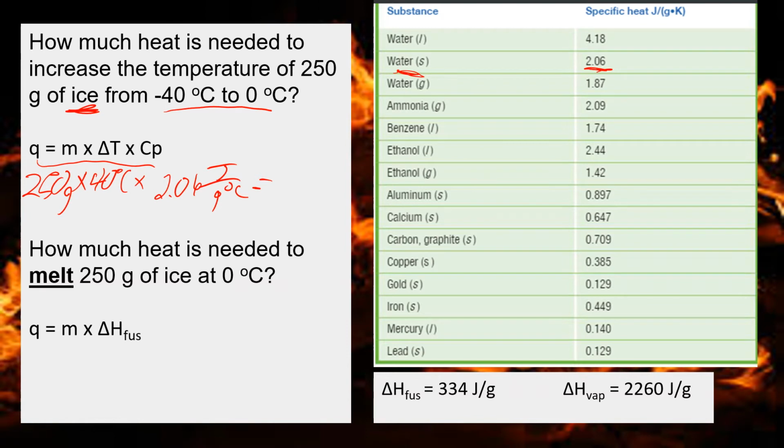So 250, hold on a second, 250 times 40 times 2.06. I think that's what this is. Yeah, it's 20600.